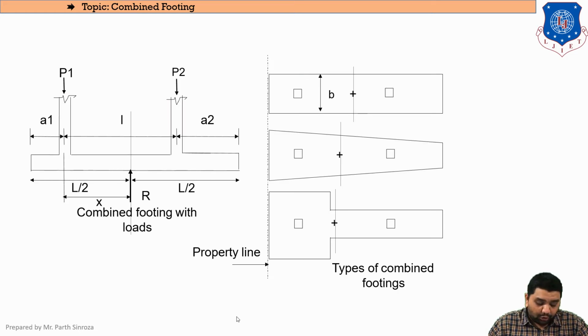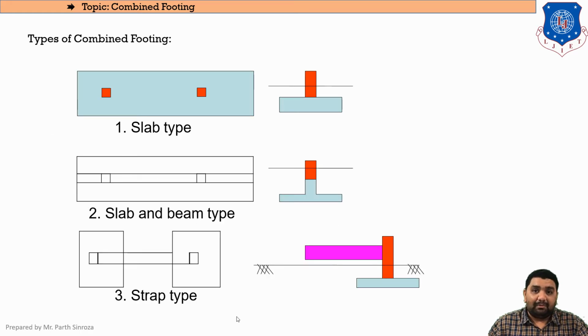In the left hand side figure, you can see that when two columns are adjacent to each other, then we can have a sharing of footing, in that case it is called a combined footing. And in the right side figure, you can see that the property line is just adjacent to the footing structure, so that time also we can provide a combined footing. And these are the types of combined footing available in the construction scenario. The first is a slab type footing, second is slab and beam type footing, in which the columns are connected via a beam structure in the foundation itself, and the third is the strap type footing, which is also a combined footing.